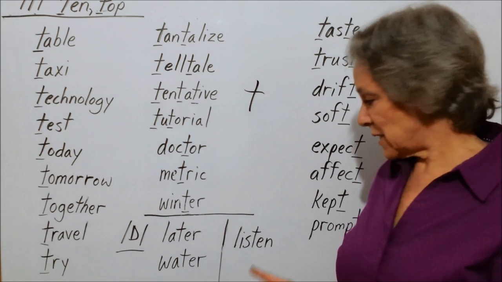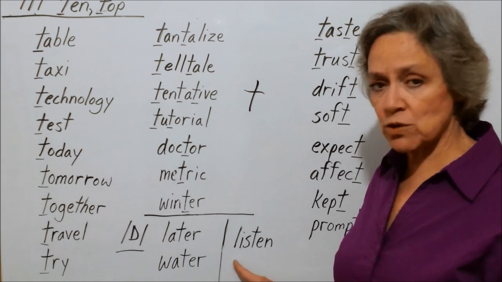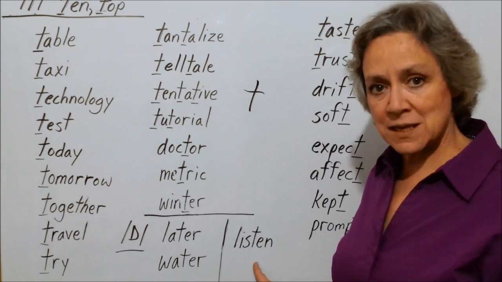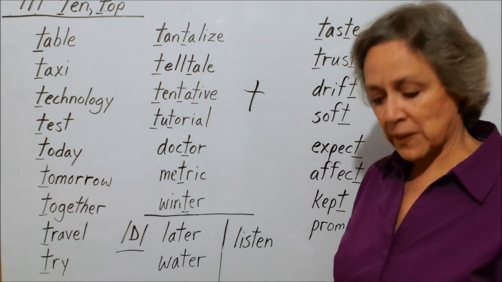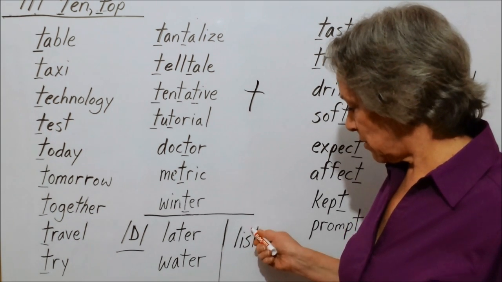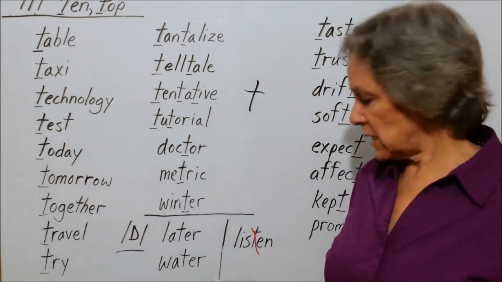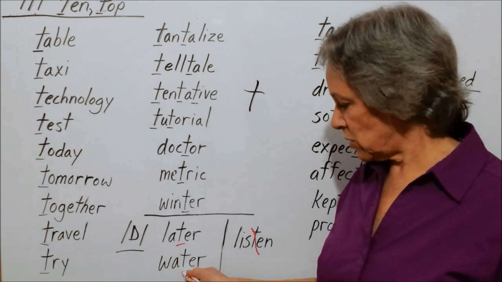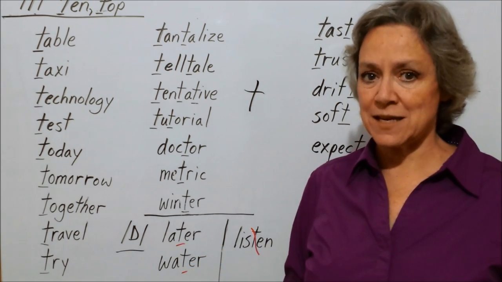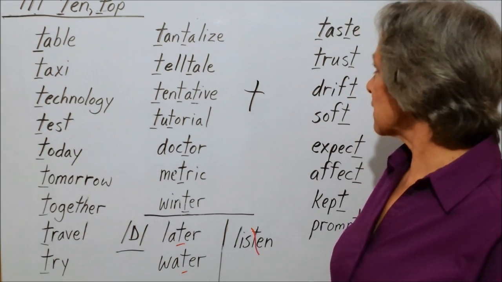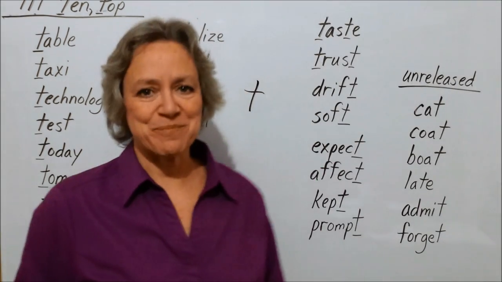Sometimes also, the letter T is silent in a word. We don't pronounce it at all. Listen, listen. So in this word, we don't pronounce the T, and in these two words, the T sounds more like a D. Let's look at the last column.